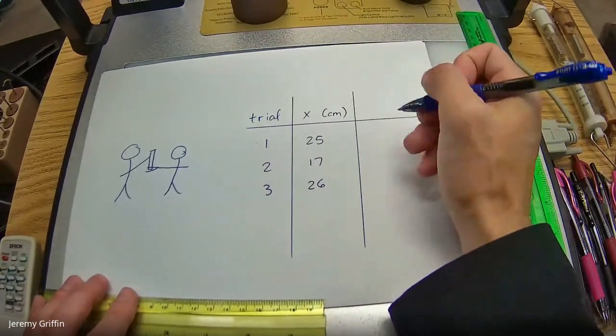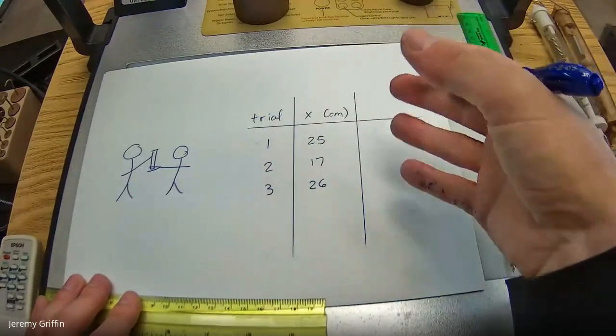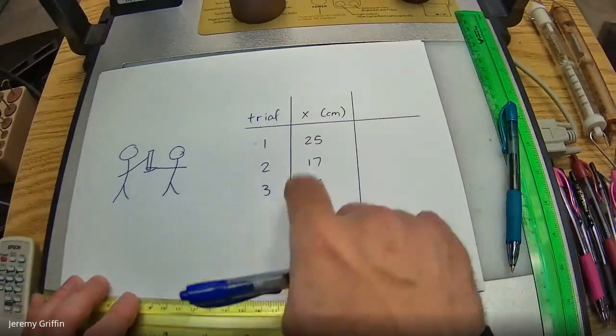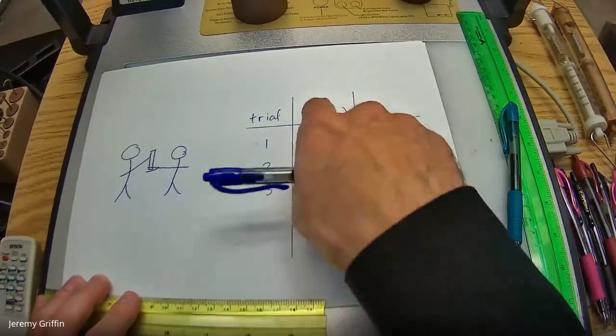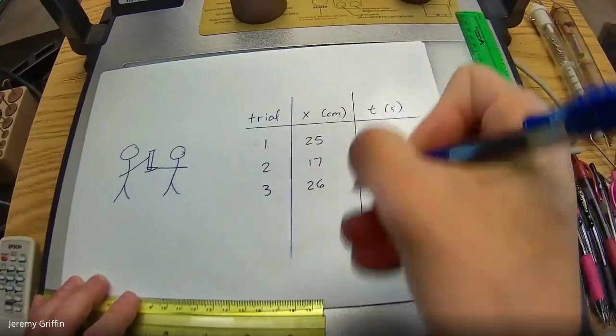Now, what I really want to know is time. What's your reaction time? Something happens in the world, your partner dropped the ruler in this case, and you caught it as fast as you could. Isn't this effectively a measure of the time delay? But it's in centimeters. How do you think you can convert that into seconds? How could you do that?